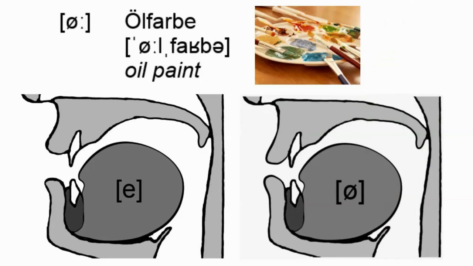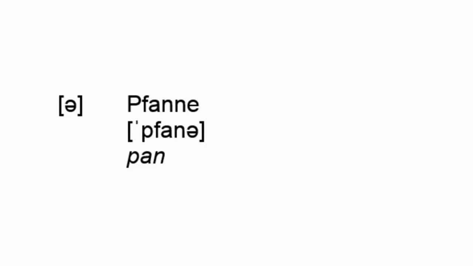Ölfarbe. And so at this point, we've almost come all the way through. We just have a couple of vowels left, and then a few combinations. The first of these remaining two vowels is known as the schwa. In German, it sounds like the e as in Pfanne.